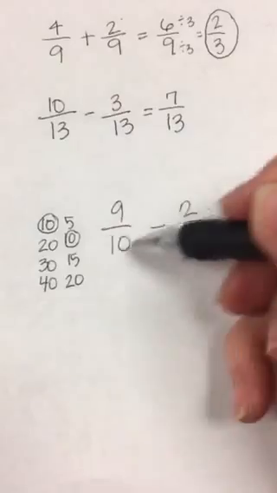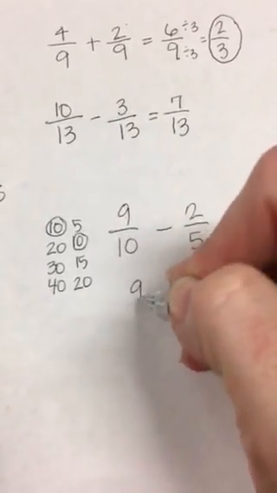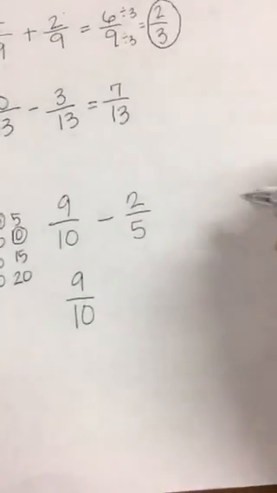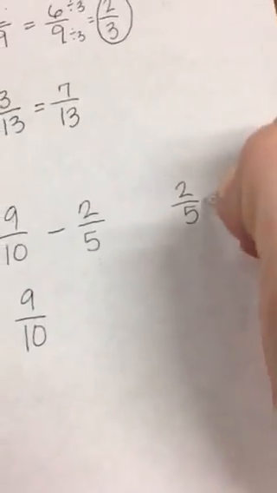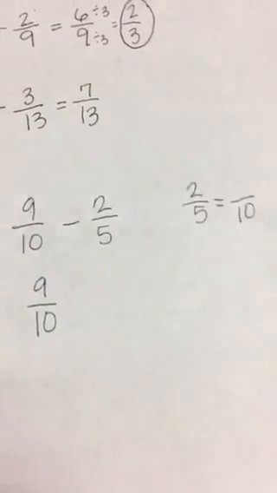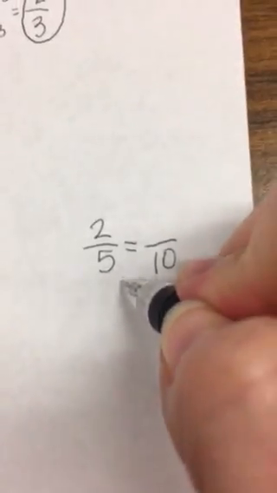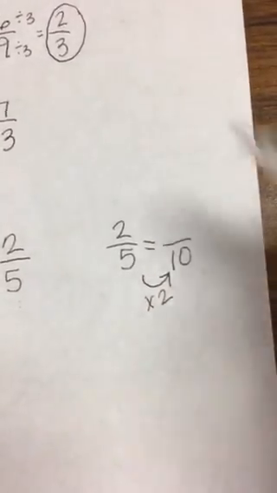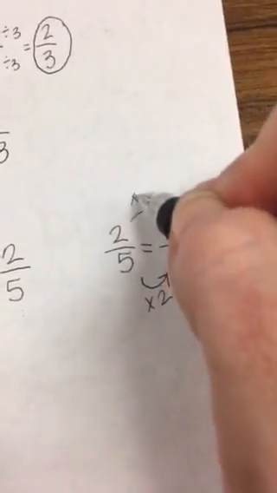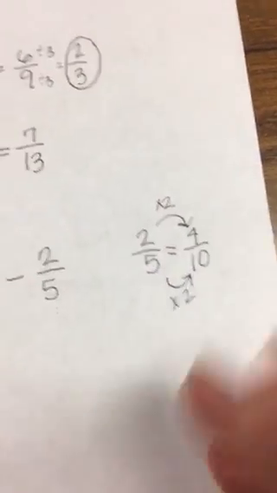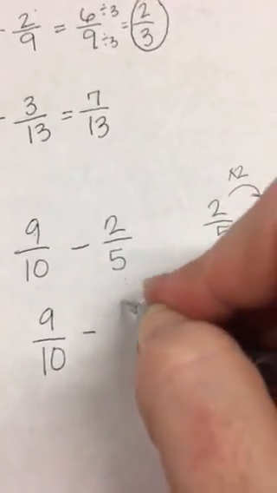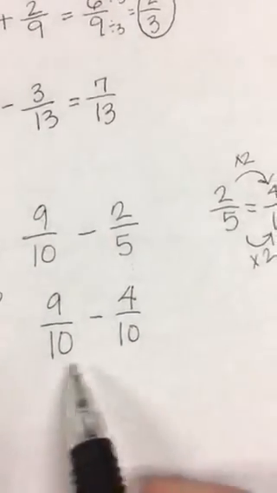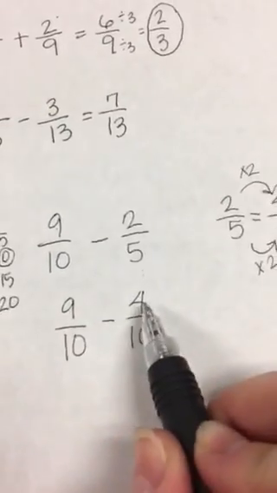So does that mean I need to change this one at all? Not at all. It's already a denominator of 10. So that's really easy for me because I don't have to change that one. I do have to find an equivalent fraction for 2/5 that has a denominator of 10. So I look for a pattern. How can I jump from 5 to 10? And that's times 2. So I do 2 times 2, and that gives me 4. So this new fraction is 4/10. So now that I have common denominators, I can just subtract across the numerator.